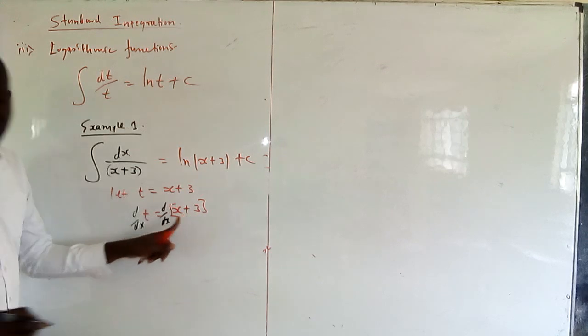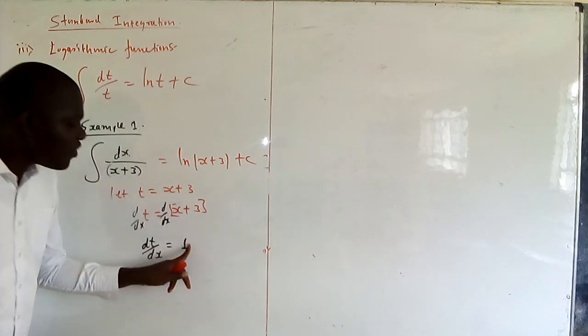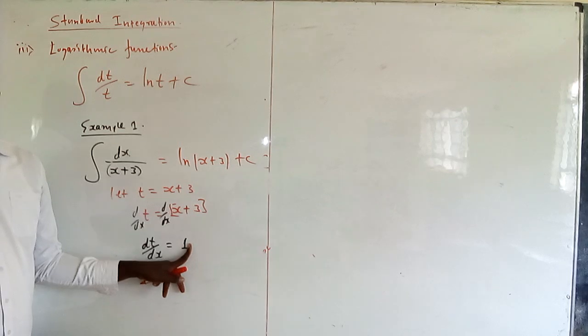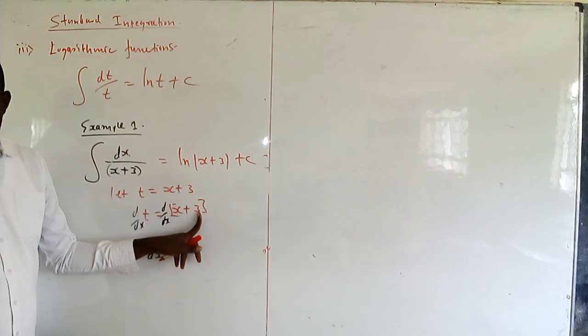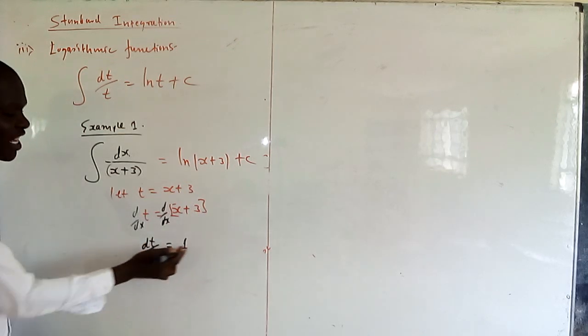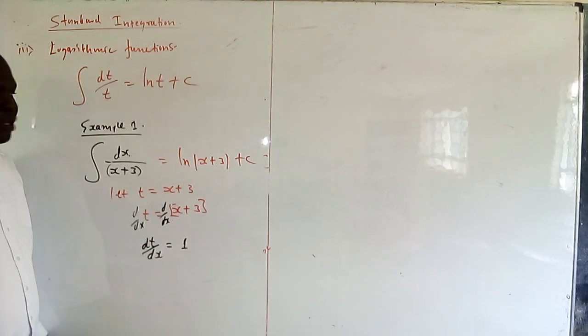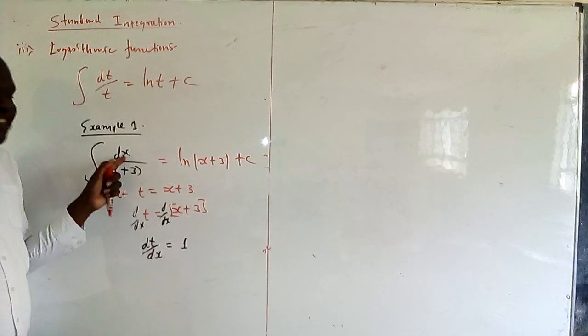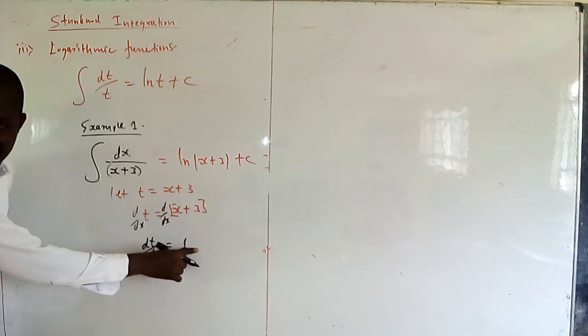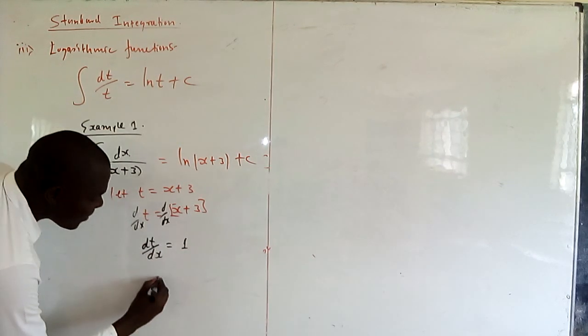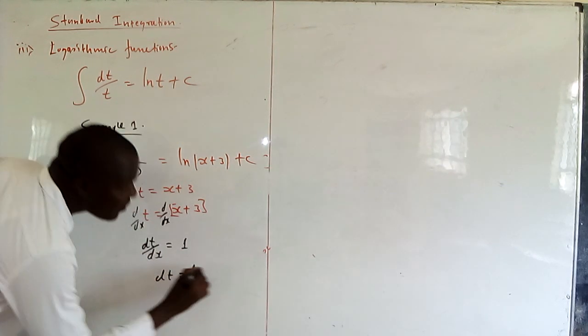Then can you differentiate this? If you differentiate x with respect to x, you get 1, you remain with dx over dx, which is 1. If you differentiate a constant, you get 0. So it means we have dt over dx equals 1. But what do we want? We want dt, meaning we make dt the subject of the formula, isn't it? So we take dx to the other side, see there? So if you take dx to the other side, we have dt equals dx.